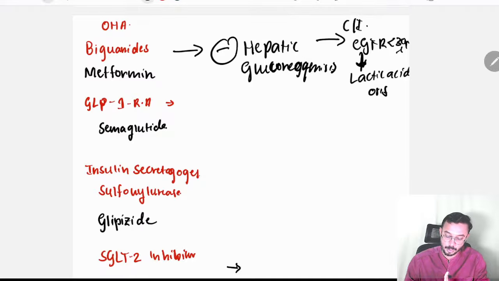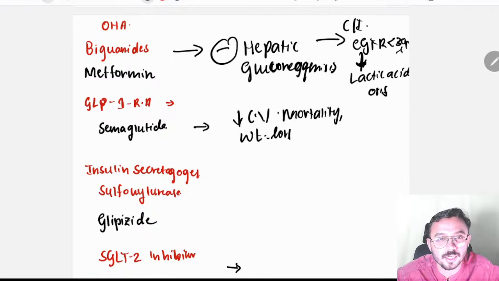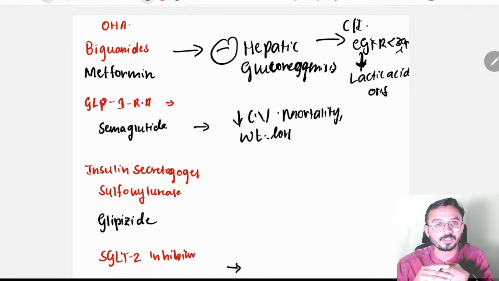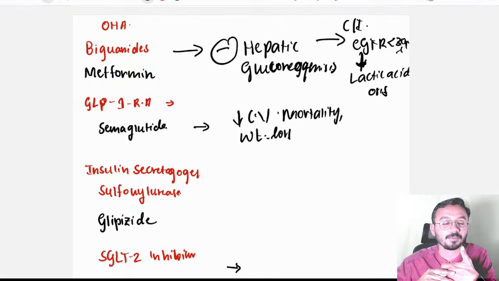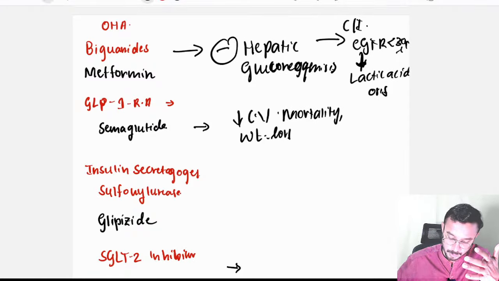Next is semaglutide, a GLP-1 receptor agonist. Where is it used? It is used to decrease cardiovascular mortality, and it is also used as a weight loss drug. Nowadays semaglutide use is more common. If a heart disease patient who is diabetic comes, which tablet will you prescribe? Semaglutide, definitely a GLP-1 receptor agonist. It decreases cardiovascular mortality in this patient, and it also produces weight loss.